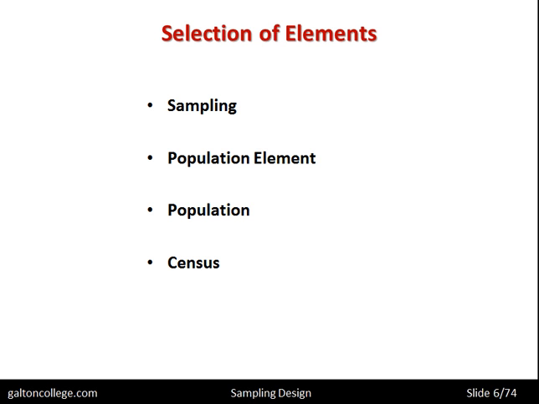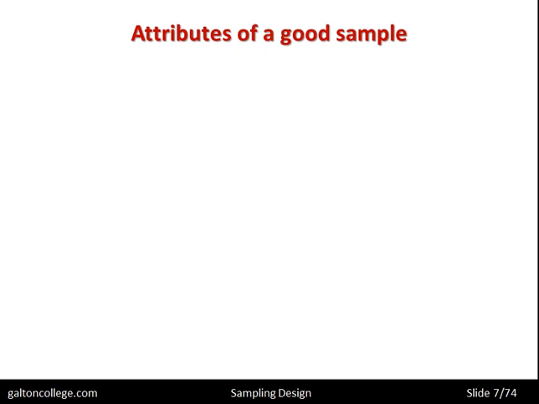And as I said earlier, if everyone in the population is sampled or looked at, then it's a census. It's not really a sample anymore because everyone in the population is considered. That's called a census. Now let's look at the attributes of a good sample. Well, first of all, it should be accurate. In other words, the results of the sample, let's say the average of the sample, should correspond to the average of the population.